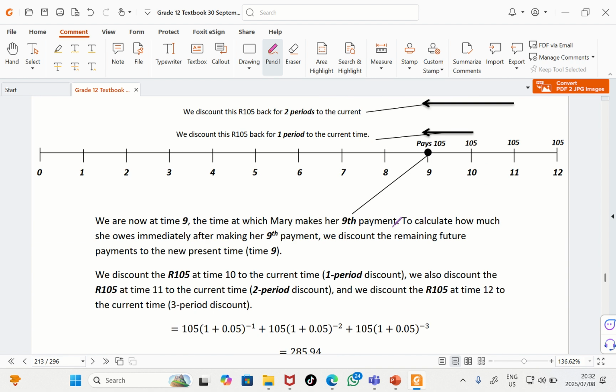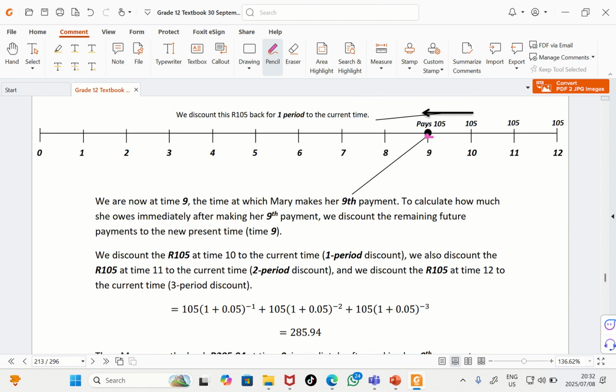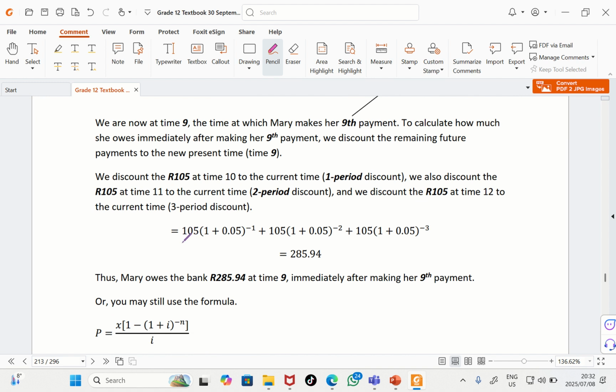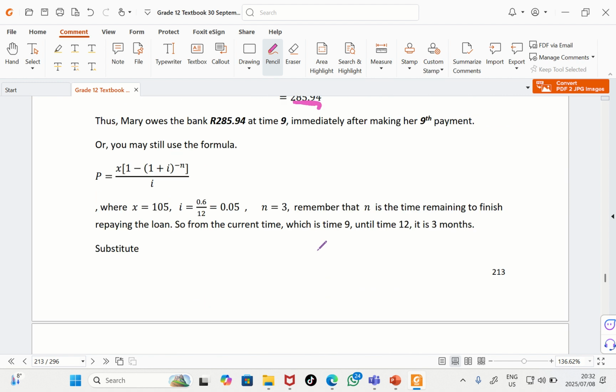If we use the discount method, we are at time 9. A loan amount is basically all of the future payments discounted back to the present day. So immediately after making this payment, what does she owe the bank? You take this future payment discounted once, this one discounted twice, this one discounted 3 times, and just add the values. That's exactly what I did. Discounted once, twice, 3 times. This still gives you the exact same value.